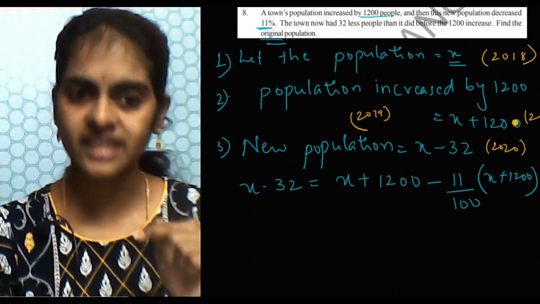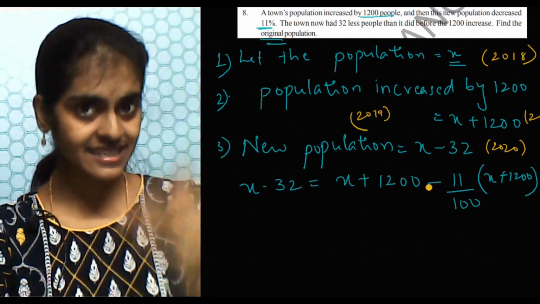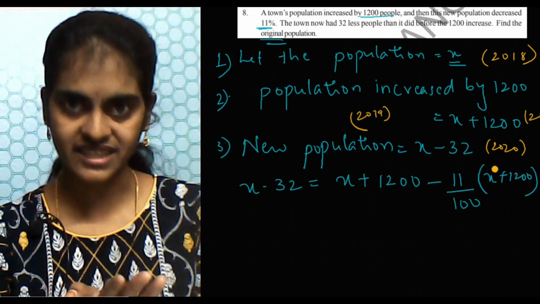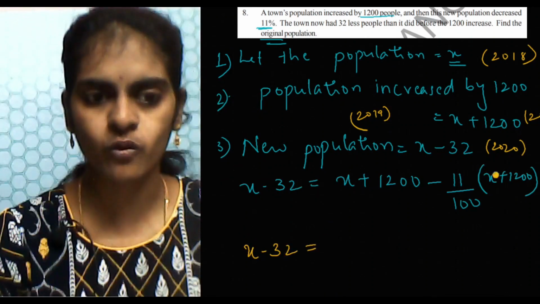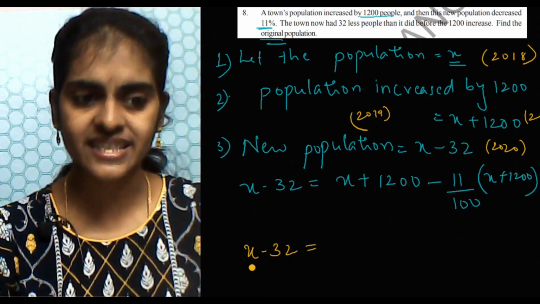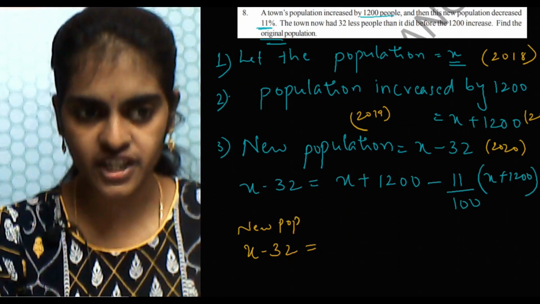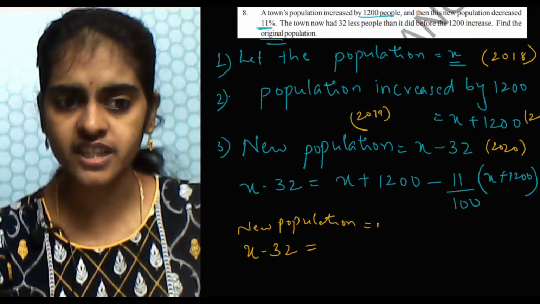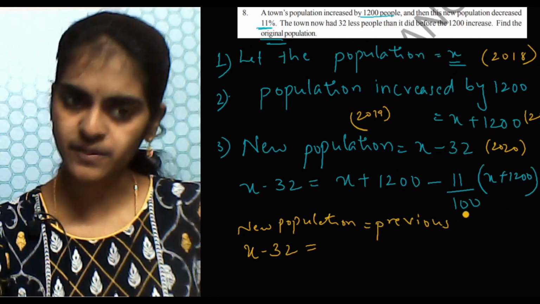So this population, how much is it decreased? Since it is decreased, you will subtract. It is decreased 11%. So you can write another step here. Directly, if you don't want to write this step, you can write: this x minus 32, this new population, is equal to the previous population. So what is the previous population? It is nothing but x plus 1200.